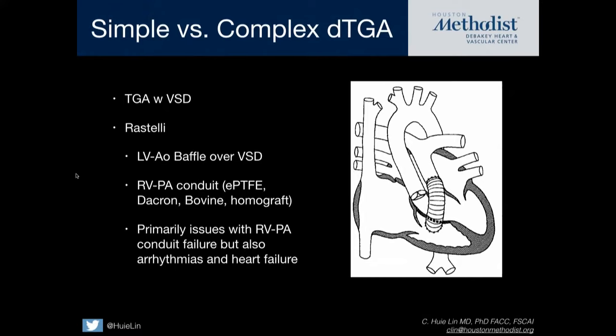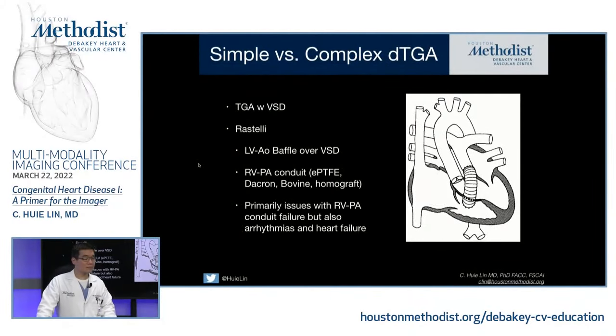Then there is an RV-to-PA conduit used, either PTFE, Dacron, bovine pericardium, or a homograft. I'm sure I'm missing some sort of RV-to-PA conduit in this list. But typically, an RV-to-PA conduit, including a valve within it, is used to make the pulmonary circulation from the right ventricle.